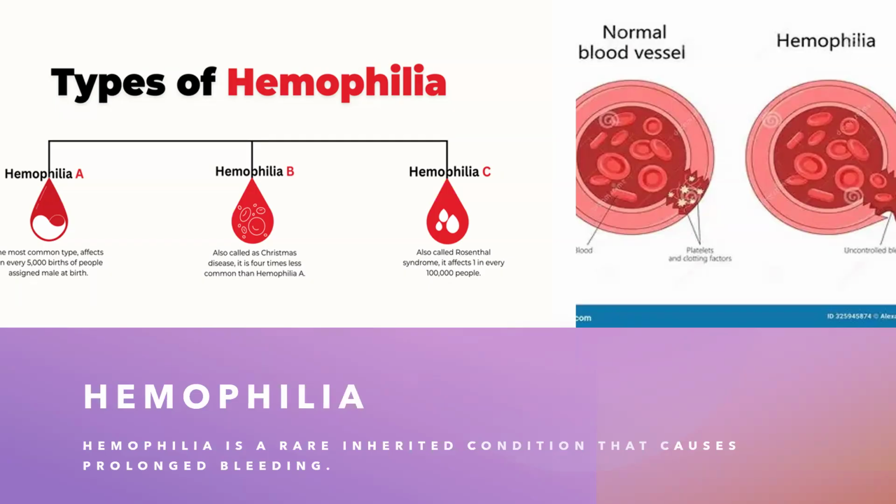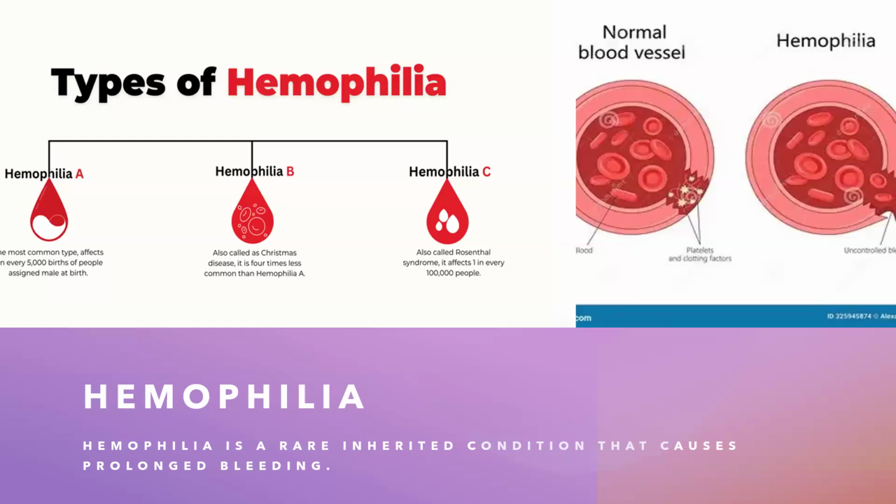Hemophilia A is the most common type. It affects over 5,000 births of people assigned male at birth. And then hemophilia B is also called the Christmas disease. It is 4 times less common than hemophilia A. And then hemophilia C, also called Rosenthal syndrome, affects 1 in every 100,000 people.